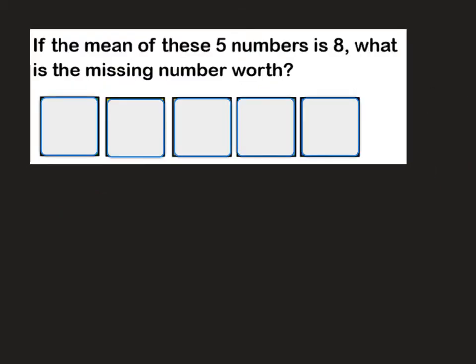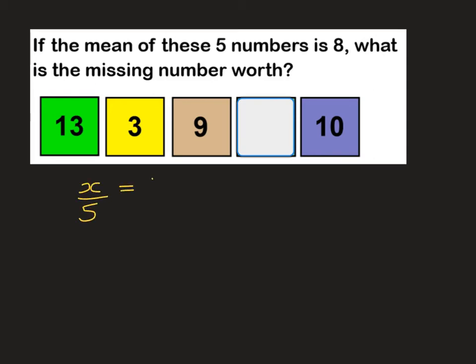Okay, having a go at this one then. So if the mean of these 5 numbers is 8, what is the missing number worth? So let's get rid of a few. Okay, so the mean of these 5 numbers is 8. What is the missing number worth? So first of all, what do they need to add up to? Well, what number divided by 5 gives me 8? It's 40. So I know that these 5 numbers have to add up to 40, because 40 divided by 5 would give me the mean of 8.